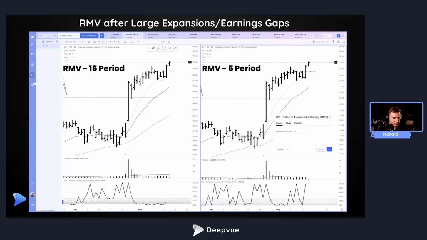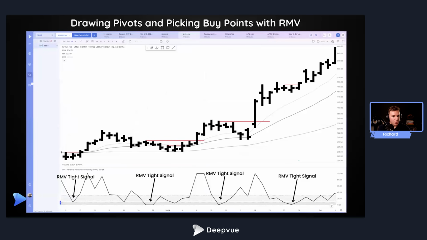Perfect. Okay. All right. So, it's all well and good to have the indicator here, which highlights the tight areas, but how do you identify the buy points? How do you draw in the ranges and look to buy from them? So this is where RMV pivots come in, and we'll actually have this built into pattern rec somewhere later down the road with Deepvue, but you can do it really easily just looking at the indicator.